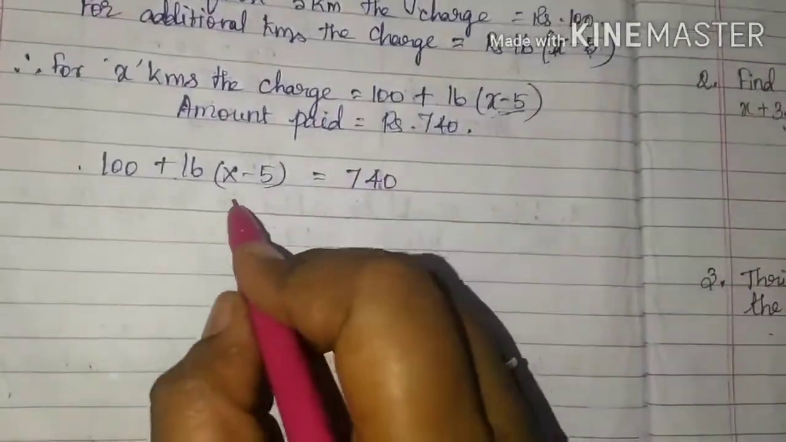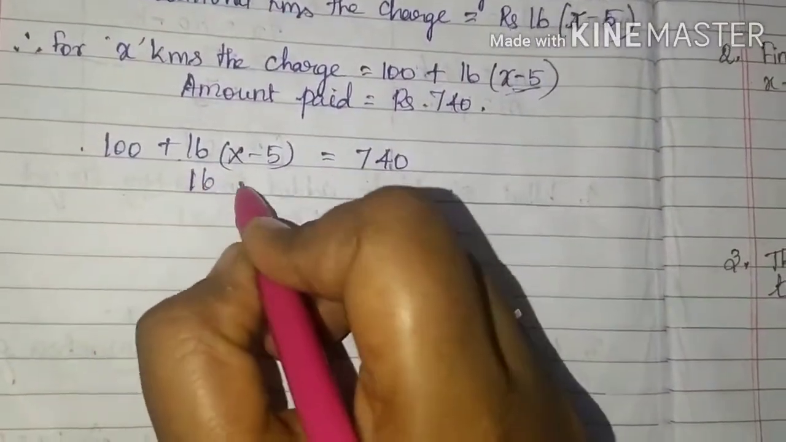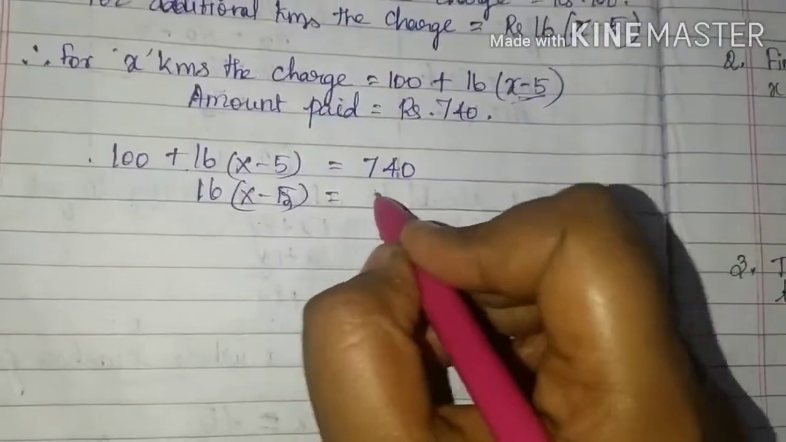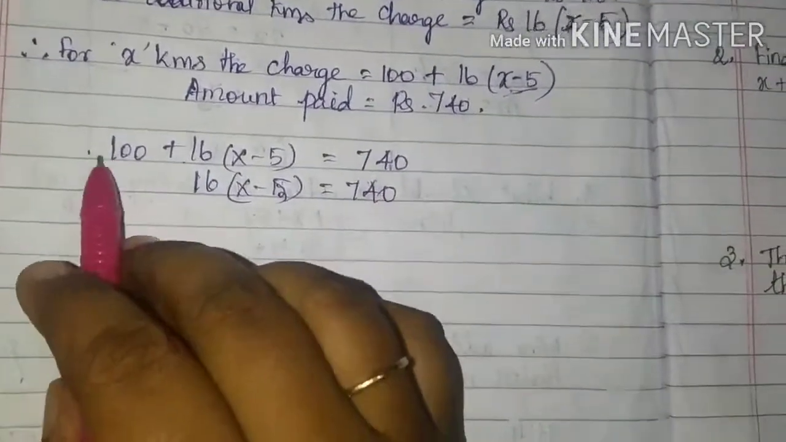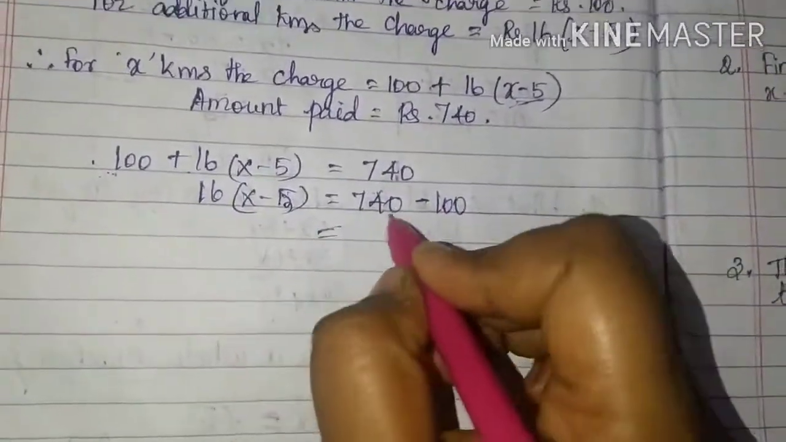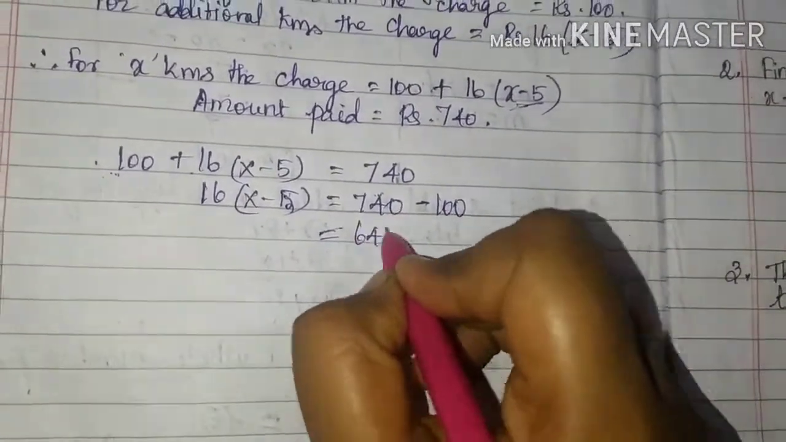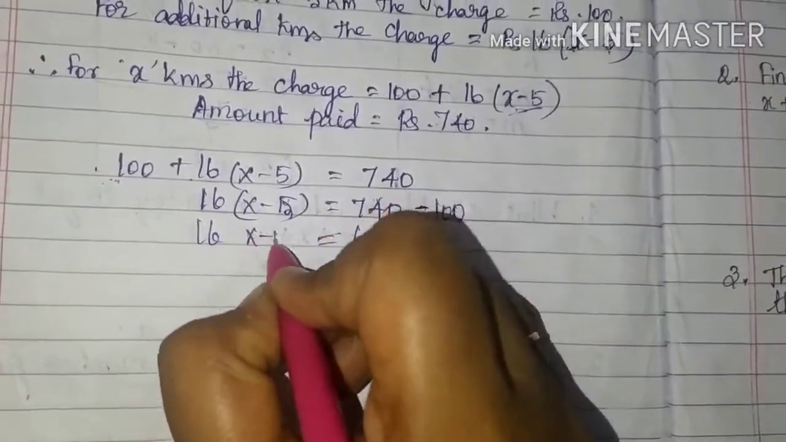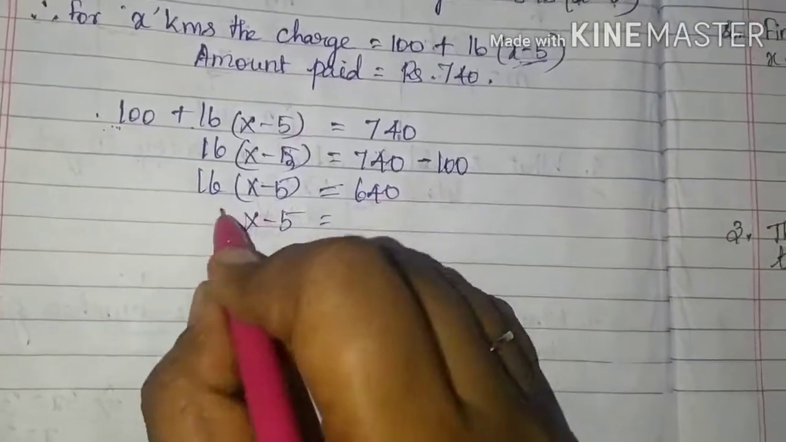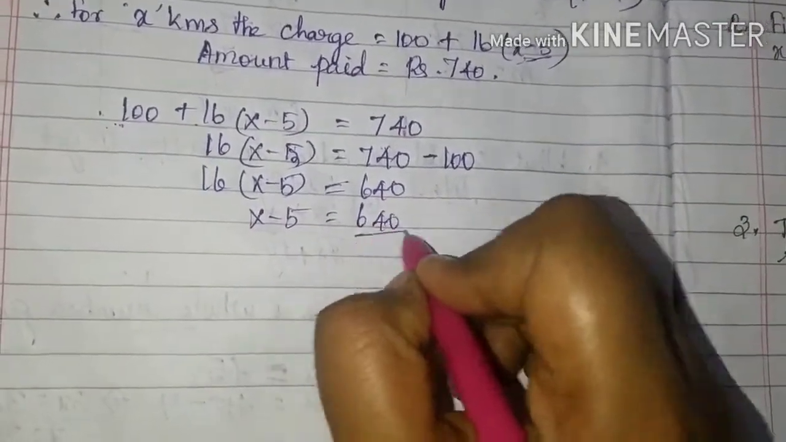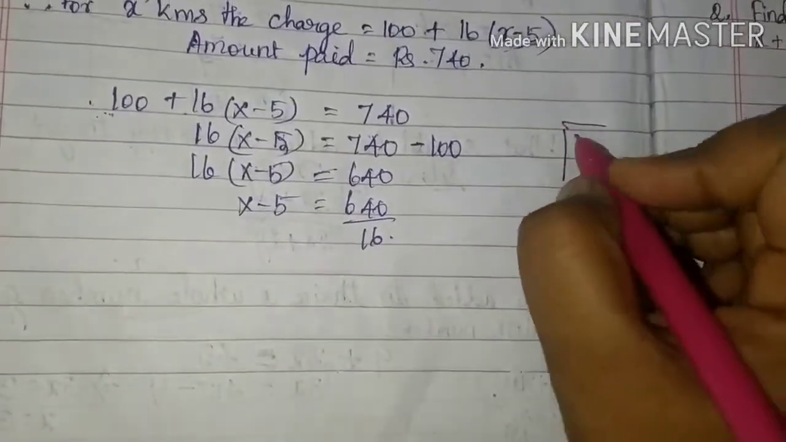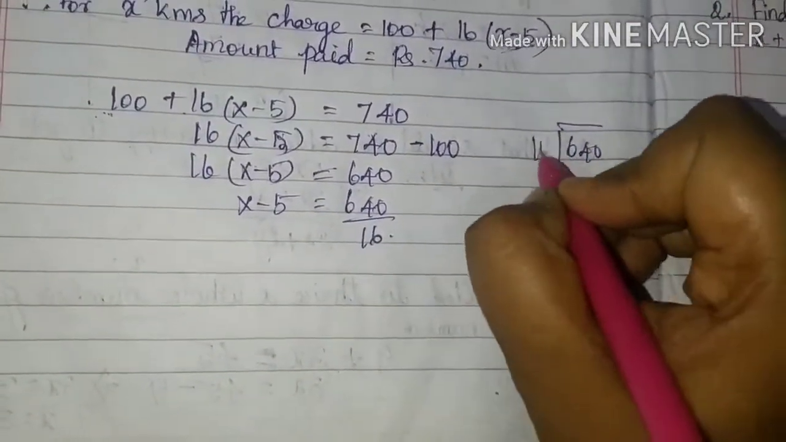Okay, so now we want to solve this algebraic expression. Listen children here carefully. 16 into (x minus 5) here, 740. This plus 100 this side comes, it will be minus 100. So 740 minus 100 is 640. 16(x minus 5) as it is you write it here. Now x minus 5 you keep here; multiplication by 16 this side comes, it will be a division by 16. So let us do the division, 640 by 16.